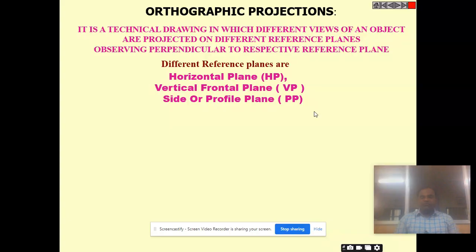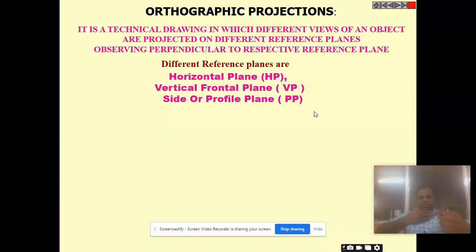Now the second plane which is written over there is the vertical frontal plane. The vertical frontal plane is like this, and you are standing in front of this plane. Here the object is kept. So whenever you observe this object, you are looking at it from this direction.